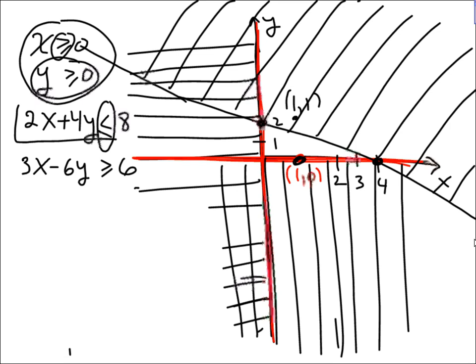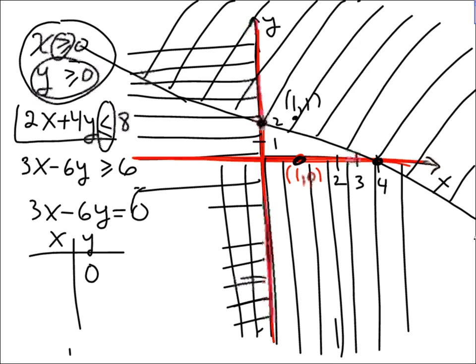Let us graph the fourth and last inequality. First, we draw the line: 3x minus 6y equals 6. Well, if y is 0, it's as if the 6y is not there. So 3 times x equals 6. 3 times what number is 6? Oh, 2.